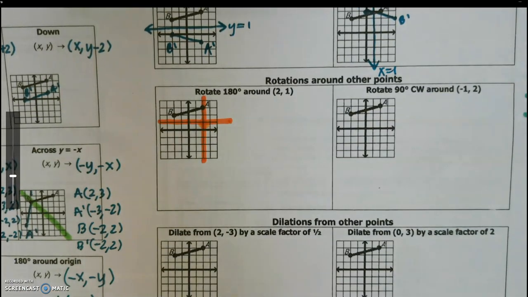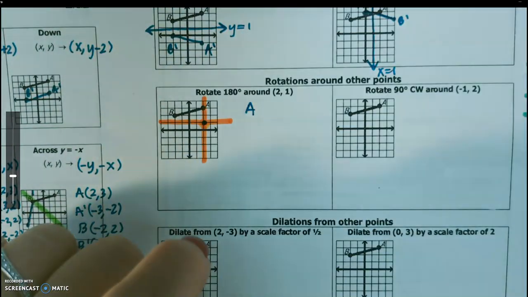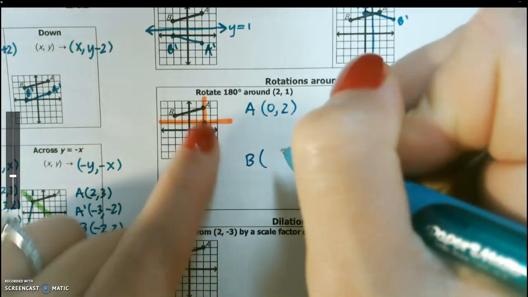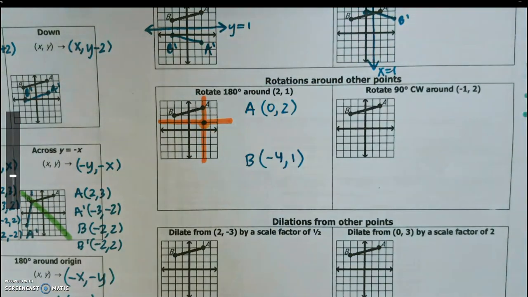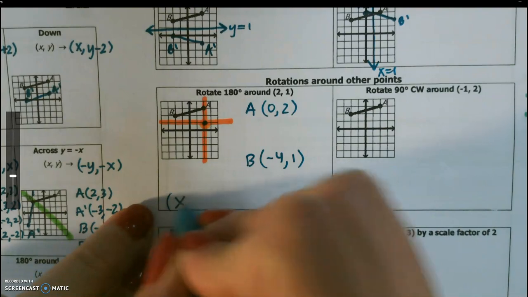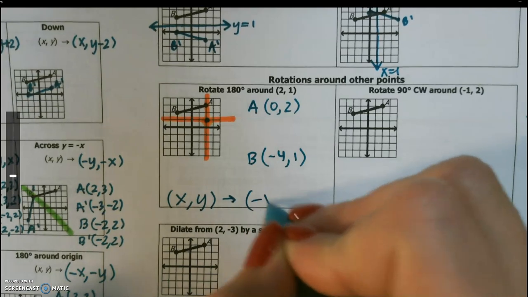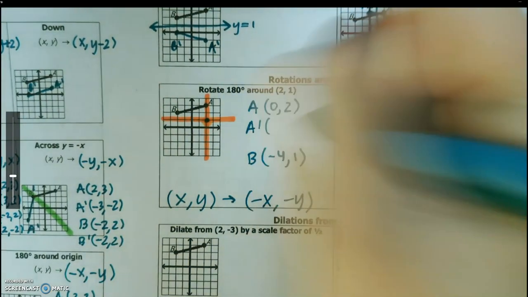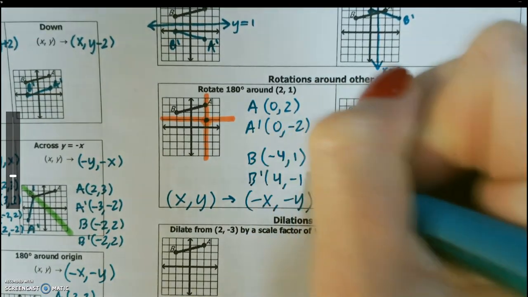Now that I've redrawn this, we're going to talk about what the location of A is if you were to consider this to be your new origin. That means A is 0, 2, and that means B is at 1, 2, 3, 4, 1. Well, rotating 180 degrees, as a reminder, the rule for rotating 180 degrees in any direction is that your x is negated and your y is negated, or they change signs. So our A prime is going to be 0, negative 2. Our B prime is going to become 4, negative 1.